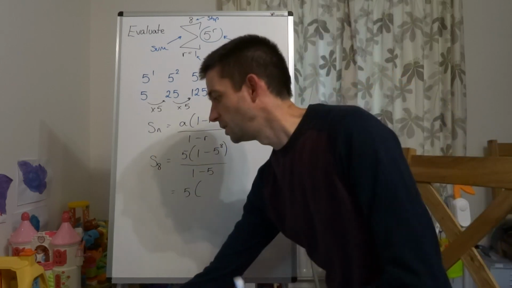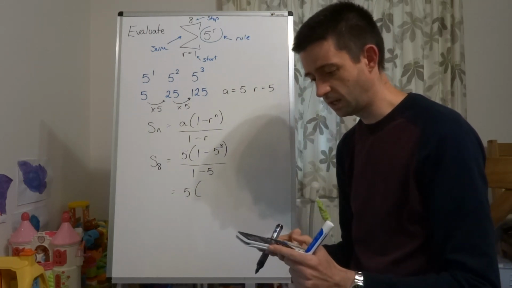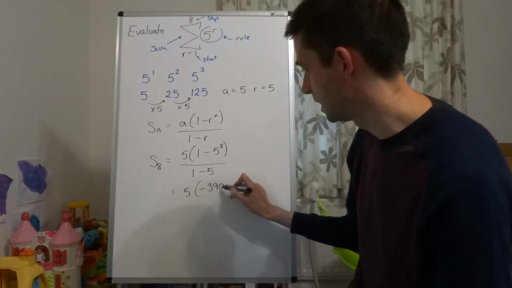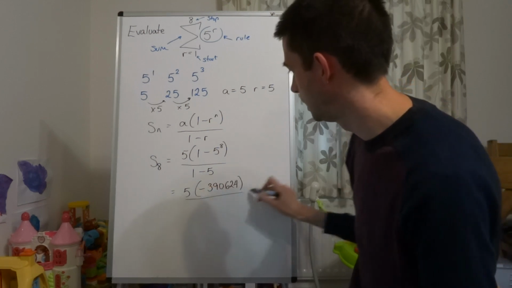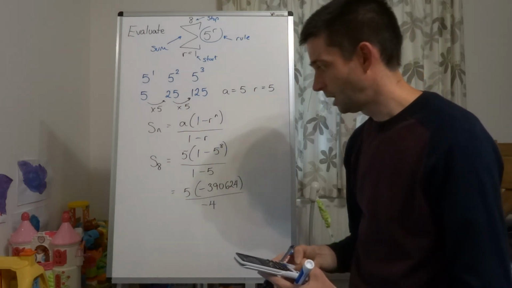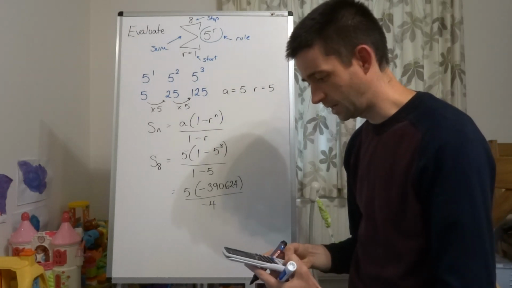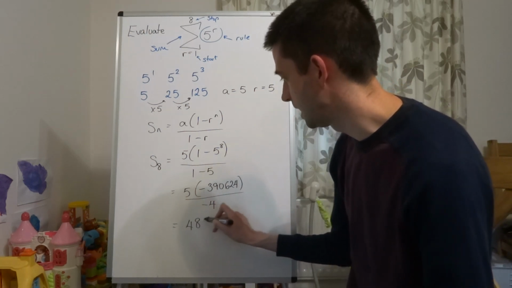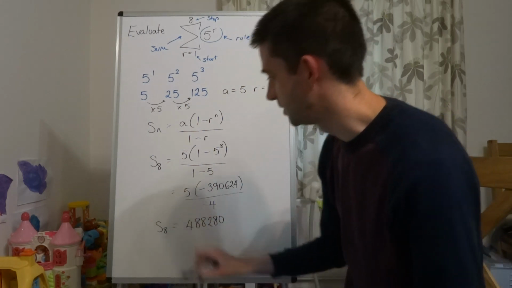Now remember what I said, it's worth working out this value inside the brackets separately so that you don't make a mistake typing into the calculator. So we get negative 390,624, and that is all over negative 4, so 1 minus 5. So all I have to do is to work that out now, multiply it by 5 and divide it by negative 4, and it comes out as 488,280. So the sum of the first 8 terms.